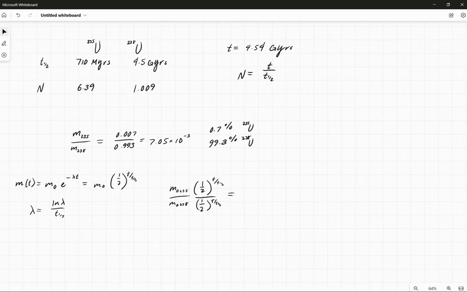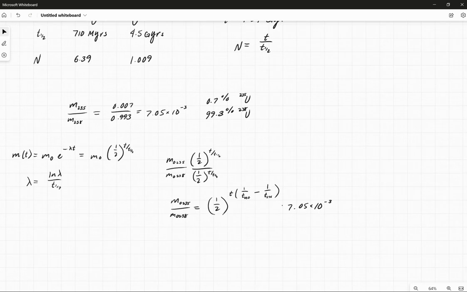So if we multiply both sides by this, the ratio of our initial mass of 235 to our original mass of 238 is going to be basically 1/2. We can combine the exponents. So it'll be t times 1 over the half-life of uranium-238, maybe I'll just put T238 for that, minus 1 over T235. And then that's times 7.05 times 10 to the negative third.